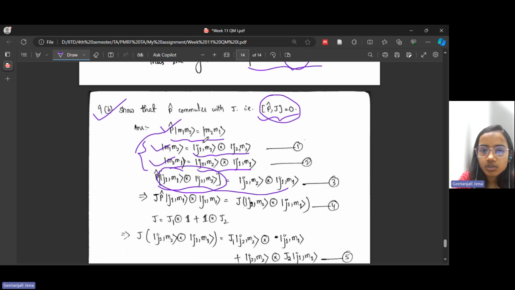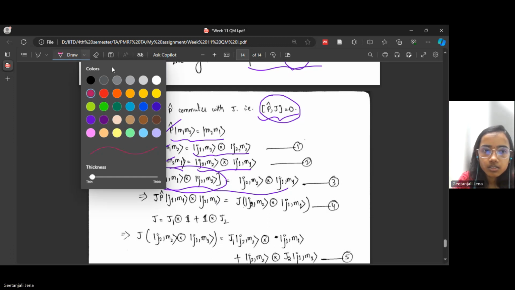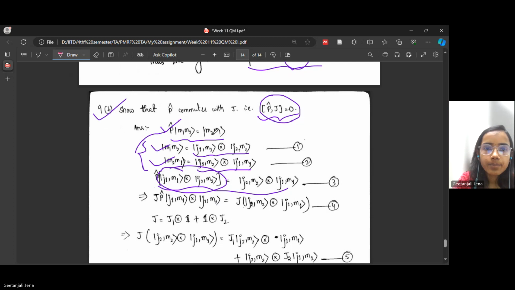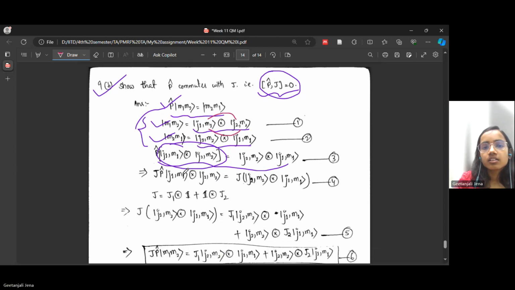It takes J1 M1 here, and it takes J2 M2 to here. So it interchanges them. Now if we act J here, in the fourth equation I have acted J here. So if J acts on it, you will get J2 M2 in a tensor product with J1 M1.